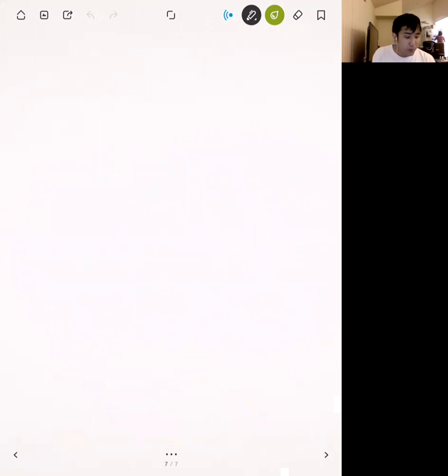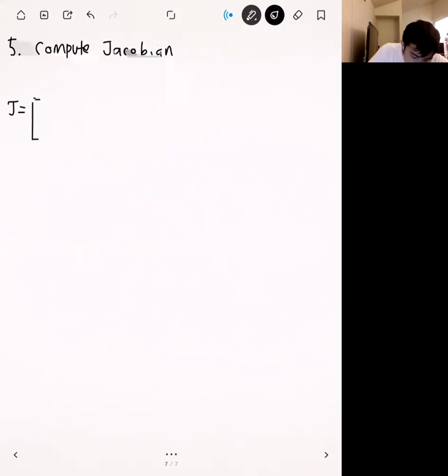Step number 5 is to compute the Jacobians. The Jacobian can be computed as a product of two things that we've already established. The first thing is our shape function derivative matrix, and we computed this in step 3.